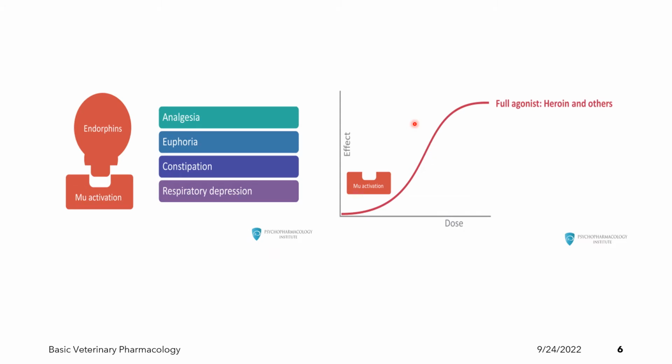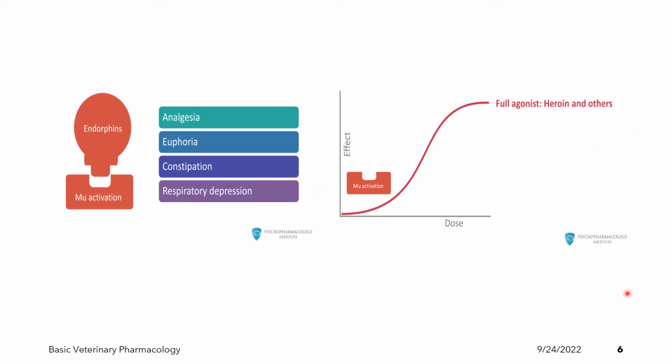An example of a full agonist drug is heroin. Heroin is a full agonist because it is able to achieve maximum effect at a particular dose, and this is achieved by binding and activating the mu receptor. These are the clinical effects of heroin, and this is achieved by binding to the mu receptor. The endorphin is considered to be the endogenous ligand of the mu receptor.